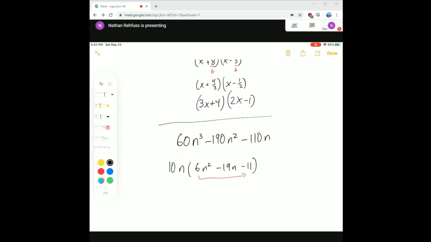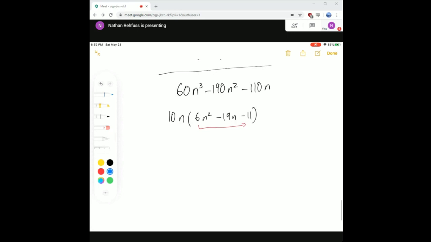I'm left with 10n times, oh, you know what? I'm going to draw this in blue. This is a different polynomial entirely, so I'm just going to draw this in blue. Check this out. This is important. My new polynomial is n squared minus 19n minus 66. Mercifully, there's only a few coefficient pairs for 66. It's either 1 and 66. No, those aren't 19 apart. How about 2 and 33? Not even. 3 and 22. Bingo, bingo.